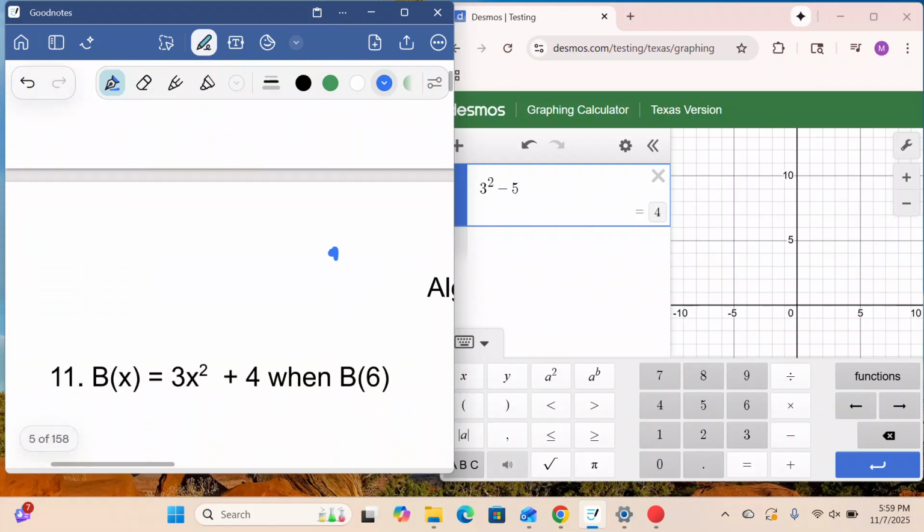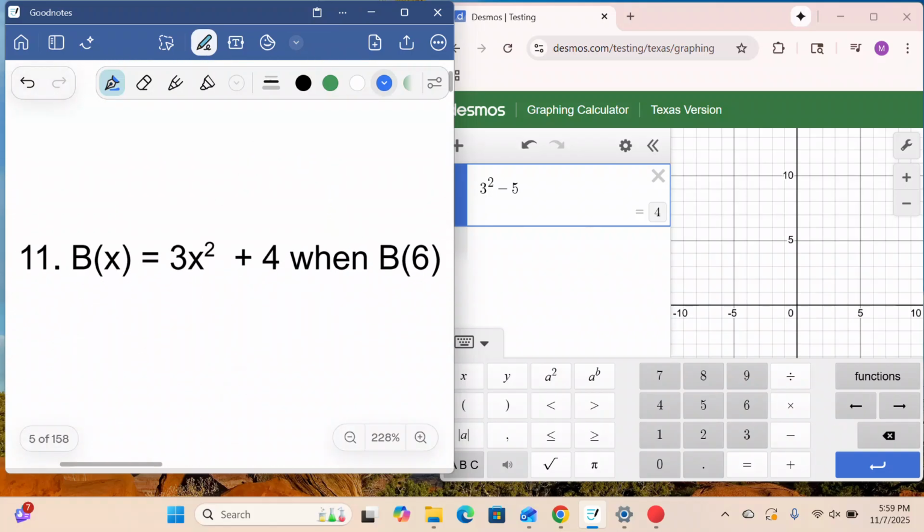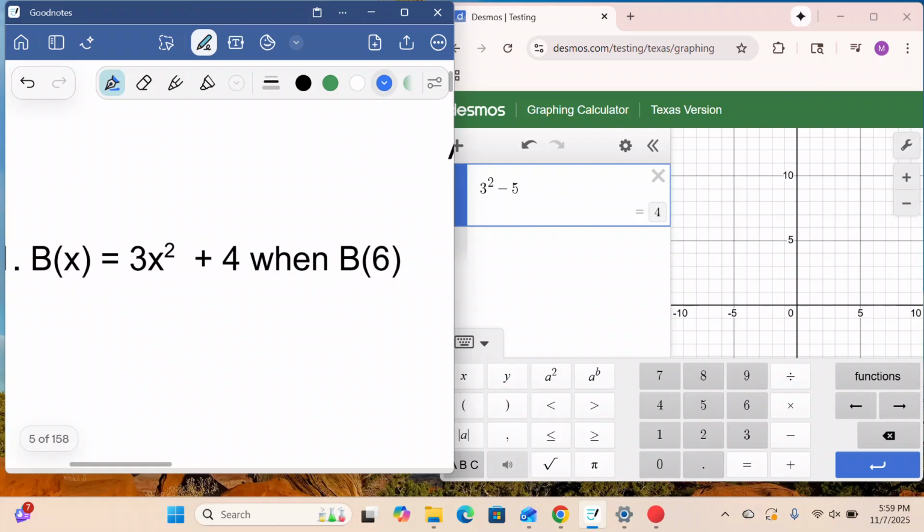Let's go on to another practice problem. Now we have b of x is equal to 3x squared plus 4 when b is 6. So all we have to understand is x is equal to 6. We have the x here, we have the x here, so x is equal to 6. All we do is multiply 3 times whatever 6 is, squared, plus 4.